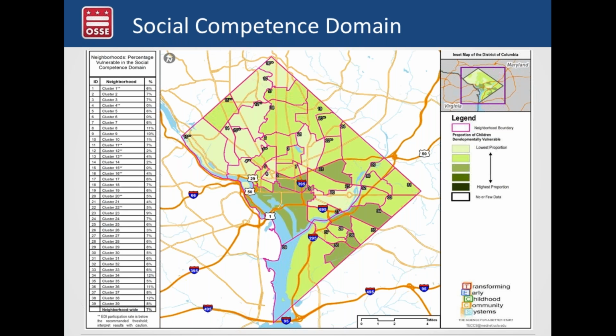Also, I just want to open it up. There may be some others from OSSE that would like to chime in on some key points in these maps. And also, I'm not sure if others have joined that want to introduce themselves.